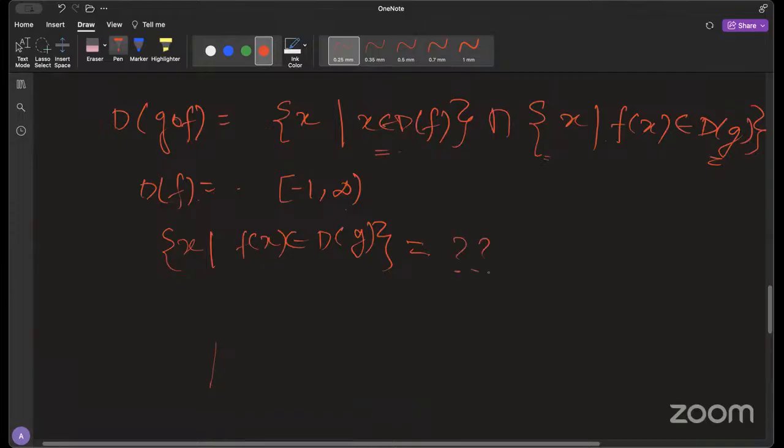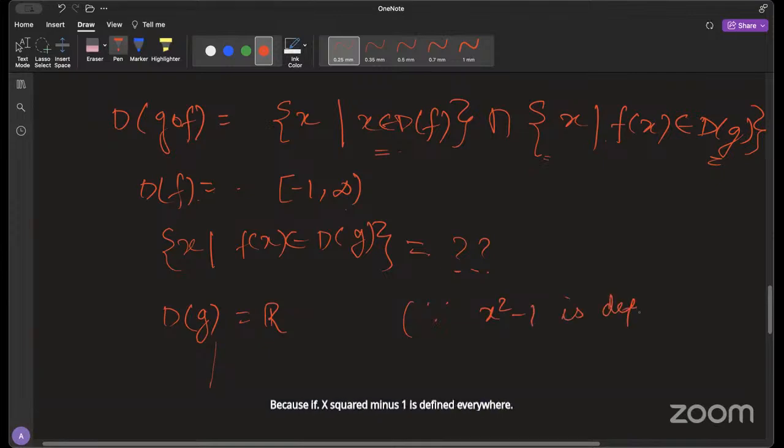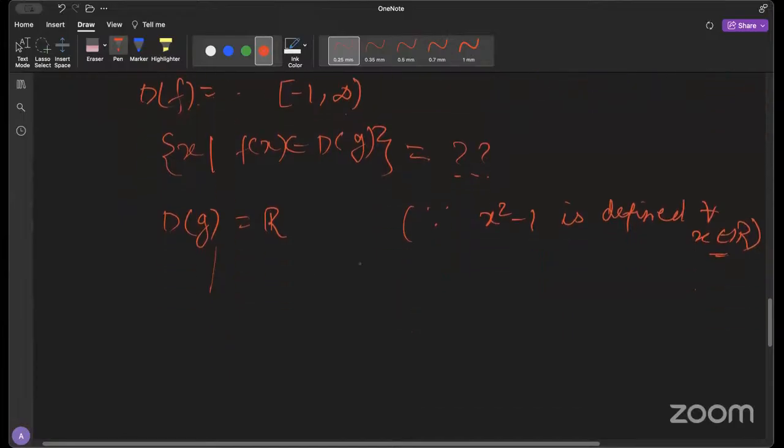So we need to find this, and the domain of g: your g is x squared minus 1. We need to find the domain of this, and it is the whole of R, because x squared minus 1 is defined everywhere. And then we need to find x such that f of x is in the domain of g. All right, so we just need to find whether f of x is defined.